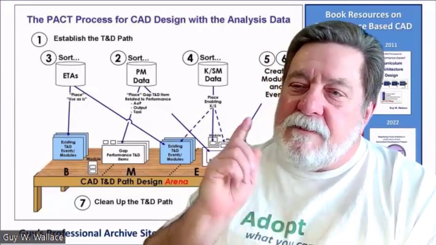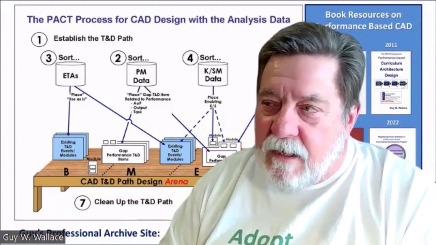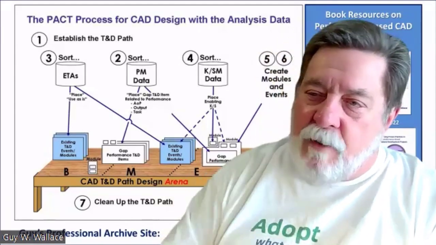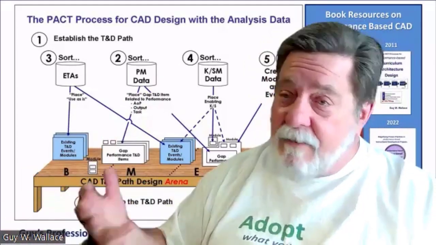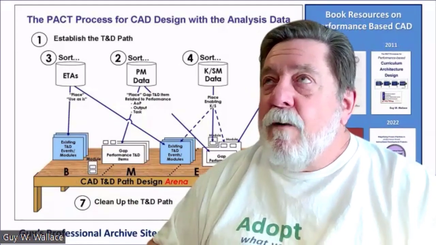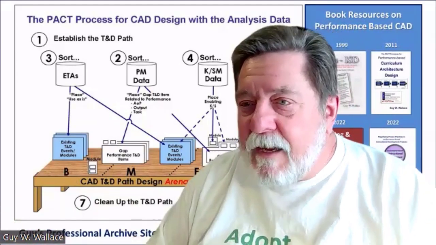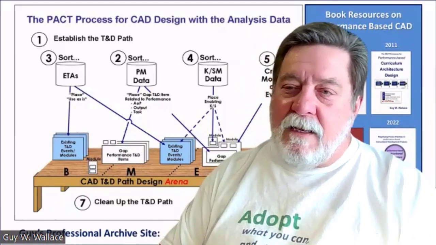So yeah. If you have to do this in a two-hour meeting, you might be able to establish the path, sort the performance data, and sort the existing training, and then stop. And then say, we'll meet again the next day or the next week or whenever. The trouble with breaking a meeting like this up is that people forget the details. They forget what's at the beginning, in the middle, and the end.